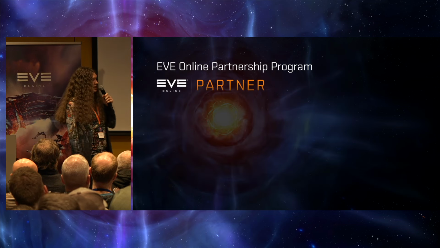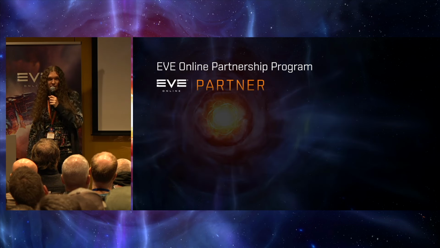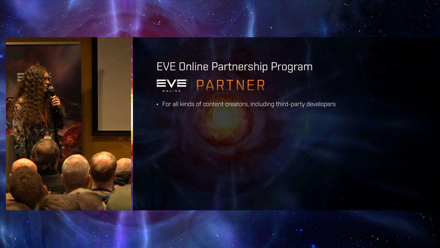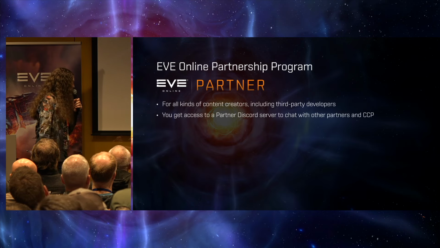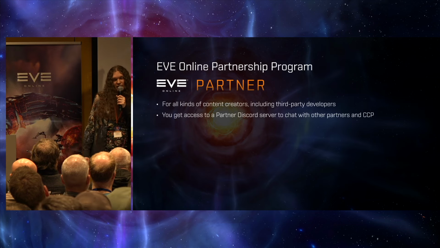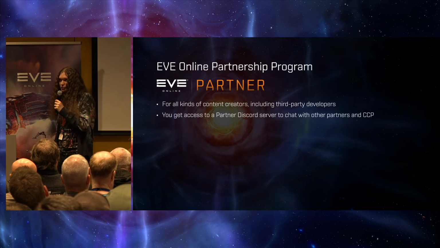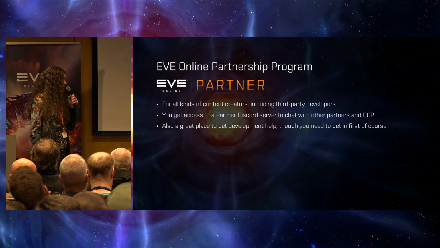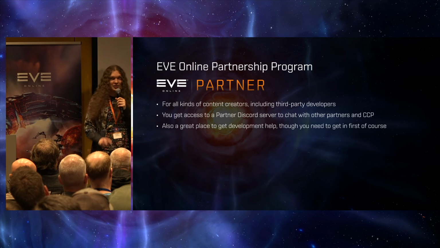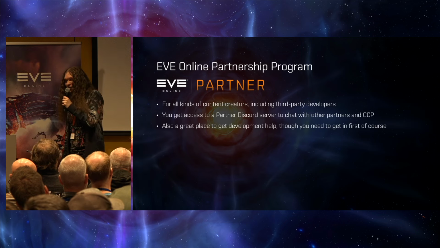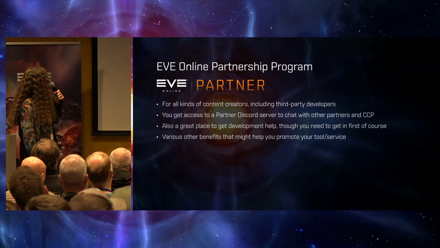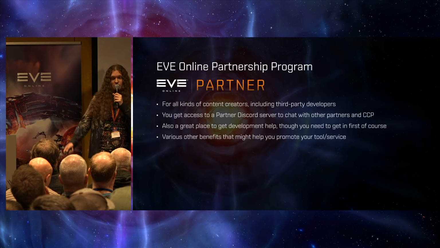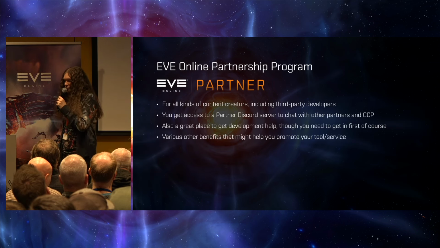And the last thing that CCP provides is the EVE Online Partnership Program. It's for all kinds of content creators, including third-party developers. It gives you access to a partner Discord server where you can chat with other partners and members of CCP. It's also a great place to get development help, though of course you need to get in first, so it's not for your beginner questions. And you get various other benefits, like skins that you can give away to your users, which is another way to promote your tool or service.